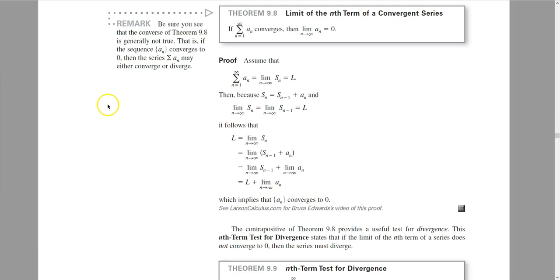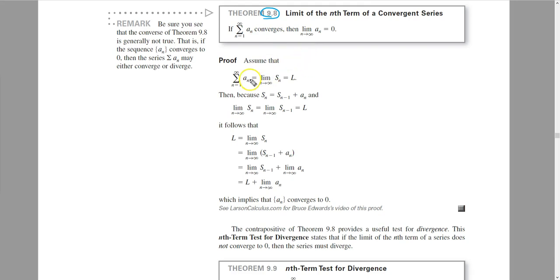And now let's take a look at another result that comes in handy. And this is Theorem 9.8 in your text. It's looking at the limit of the nth term of a convergent series. So we have this result. If the series of an converges, then the limit as n goes to infinity of the an terms must be 0. So here's a little proof of that fact. Let's just take a look at the proof of this, and then we'll look at a different version of this theorem that we actually use more often than this theorem as it's written here.